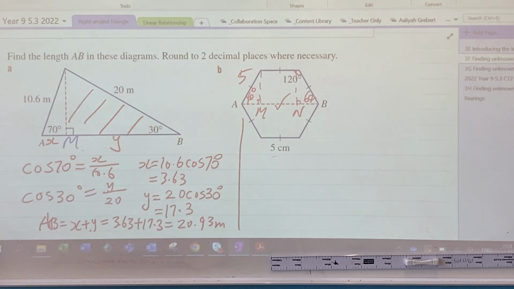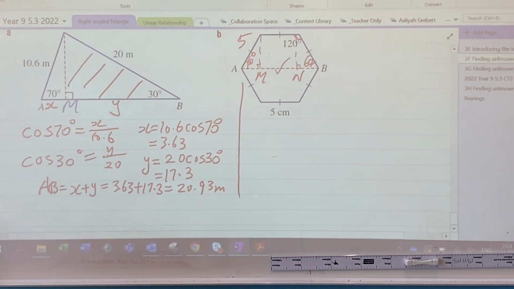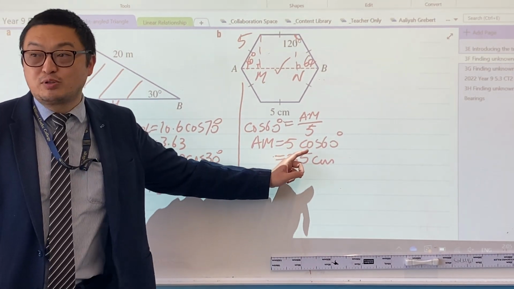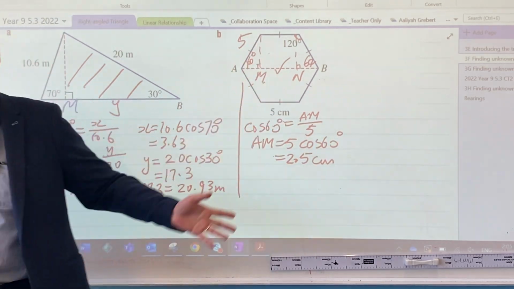Let's do the proper working out now. Cos 60 equals AM over 5. Do you agree? Now AM is 5 times cos 60. I get 2.5 in my head. Can you check? Is that right? Good, we get 2.5 centimeters. When you get to year 11, you'll also be able to do this in your head. That's a special number. Anyway, that's for later.